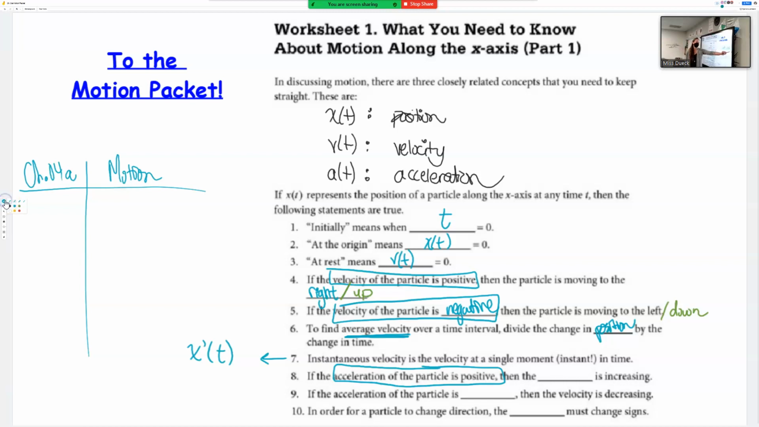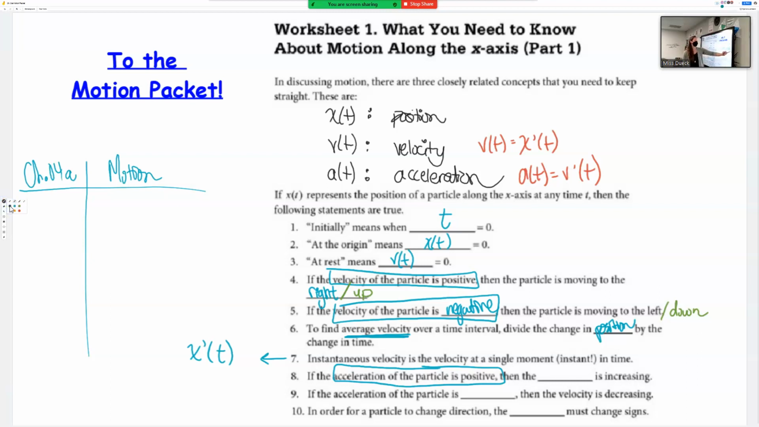Do you guys remember that velocity is the derivative of position? That's why when velocity is positive, my position prime is positive, which means position is increasing, going to the right or going up. Acceleration is the same thing as velocity's prime. So if acceleration is positive, v prime is positive, which means who is increasing? Velocity.